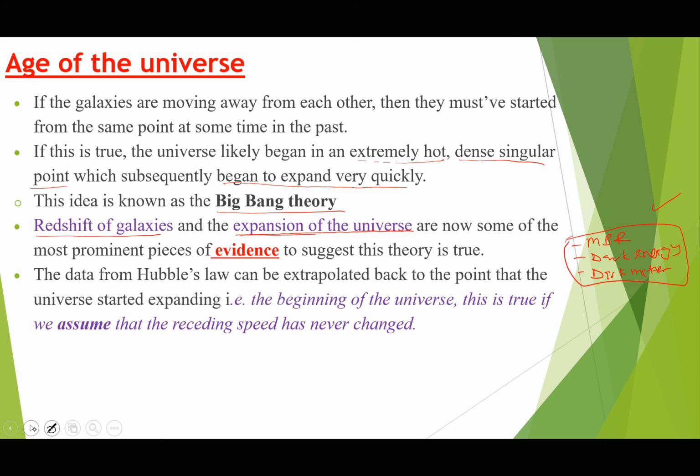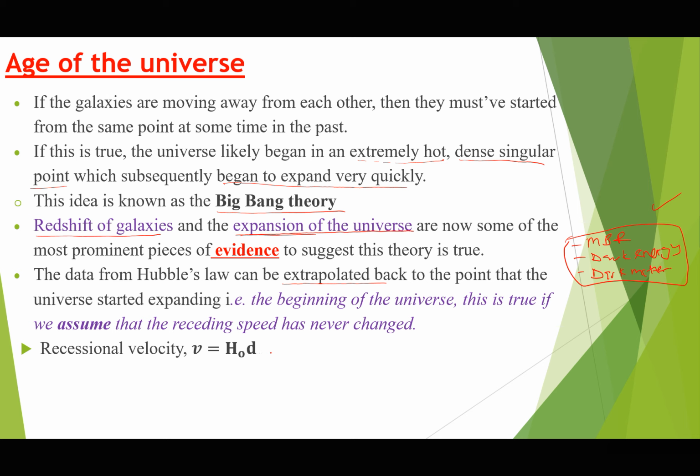So the data from Hubble's law can now be extrapolated back to the point that the universe started expanding. That is what we call the beginning of the universe or the beginning of everything. This is true if we assume that the receding speed has never changed. So the speed with which galaxies are moving away from each other has never changed. If we can assume that, then we can trace back when everything started. And remember, we have already said the recessional speed v is equal to H naught times d. That is according to Hubble's law.